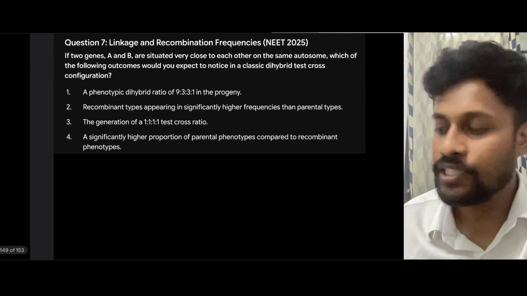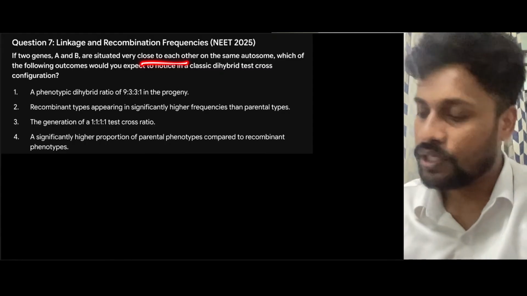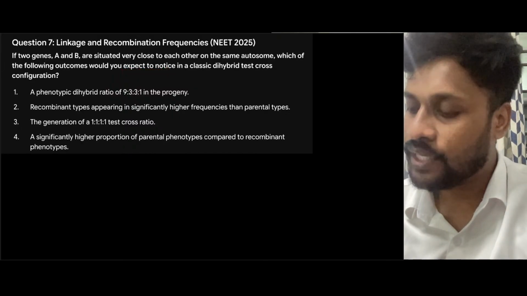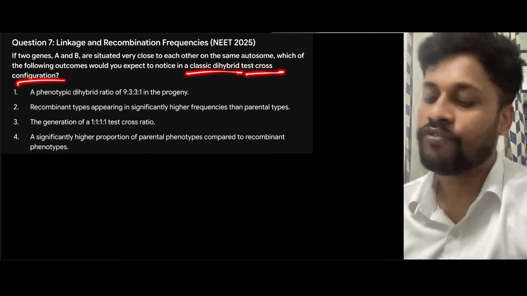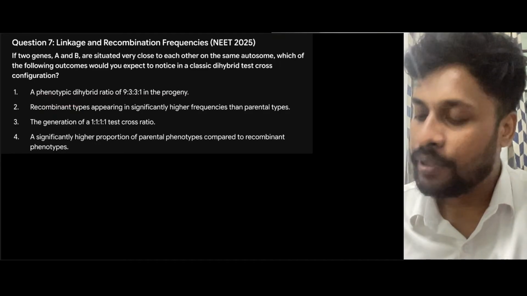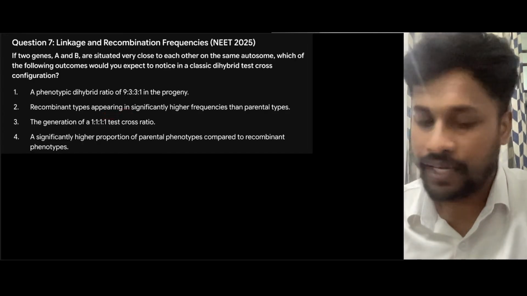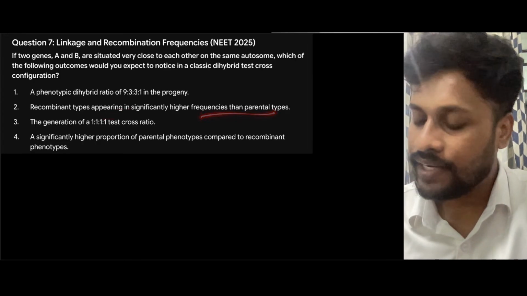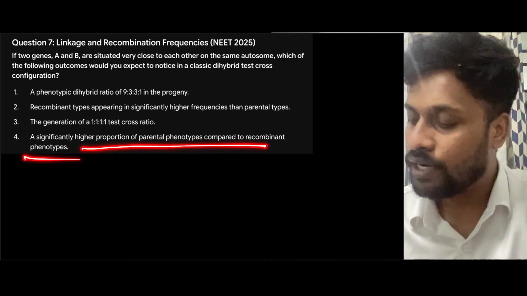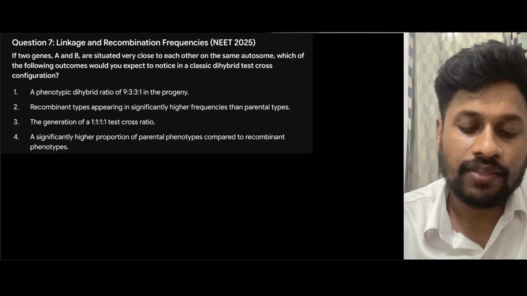Clear? Easy one. Now, if two genes A and B are situated very close to each other on the same chromosome, same autosome, which of the following outcomes would you expect to notice in a classic dihybrid test cross configuration? So here, four options are there. A phenotypic dihybrid ratio of 9:3:3:1 in the progeny; recombinant types appearing at significantly higher frequencies than parental types; generation of a 1:1:1:1 test cross ratio; a significantly higher proportion of parental phenotypes compared to recombinant phenotypes. Answer this, guys. Very simple question.